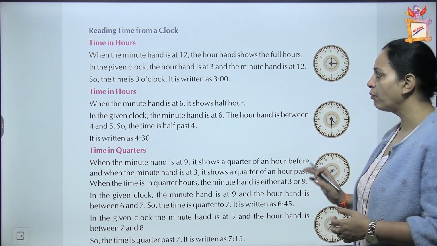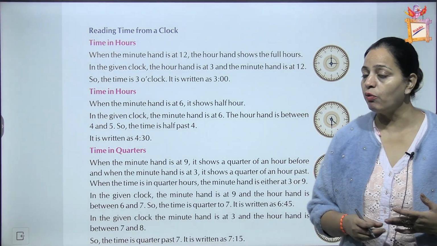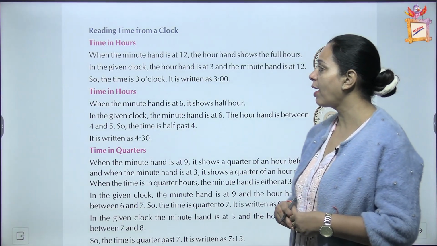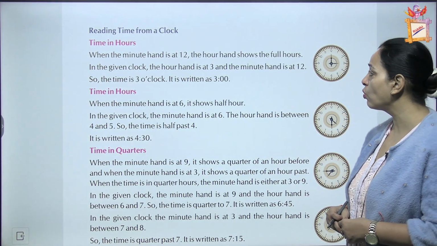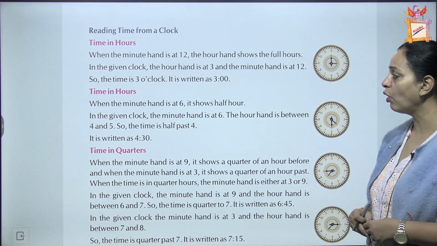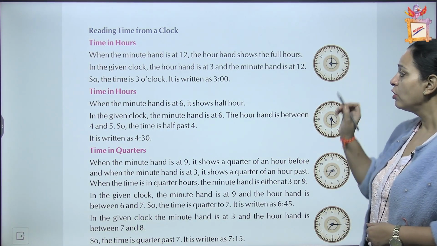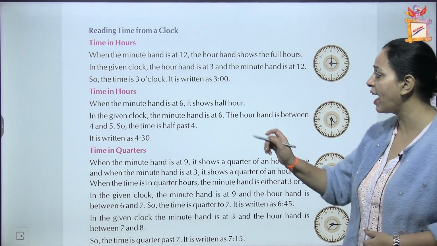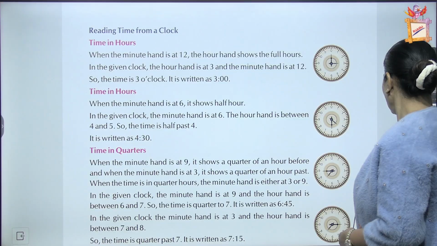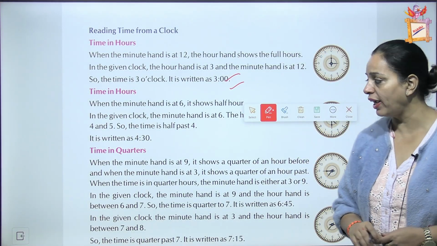Now, reading time from a clock. How will we read time from a clock? We have to see time in hours. When the minute hand is at 12, the hour hand shows the full hours. In the given clock, the hour hand is at 3 and the minute hand is at 12. So what is the time? It is 3 o'clock. It is written as 3:00. So this is the time, right?